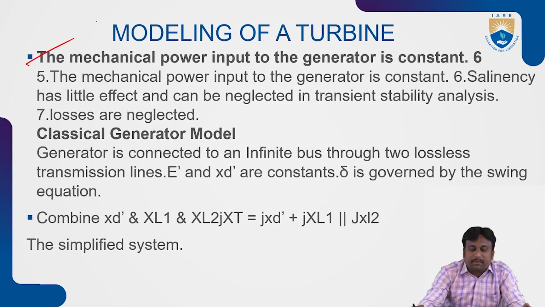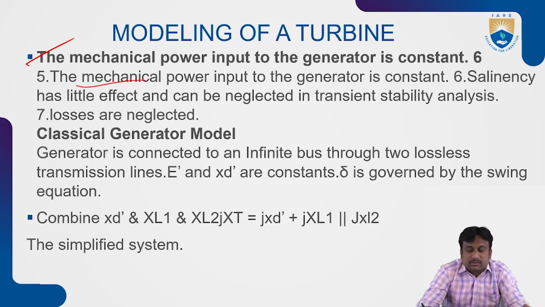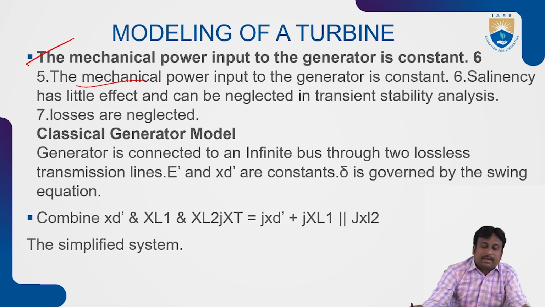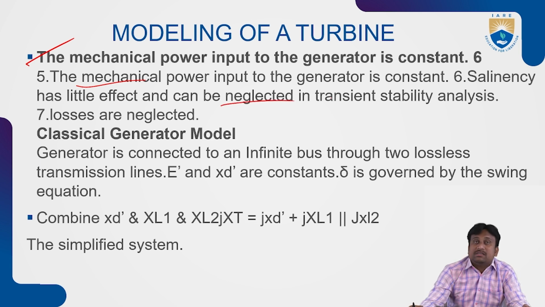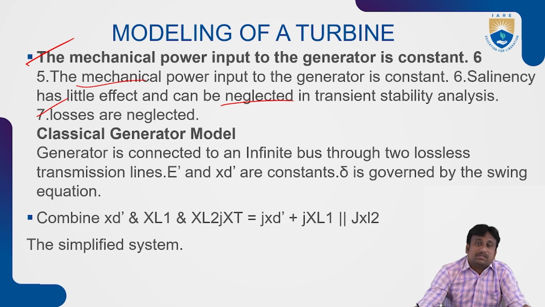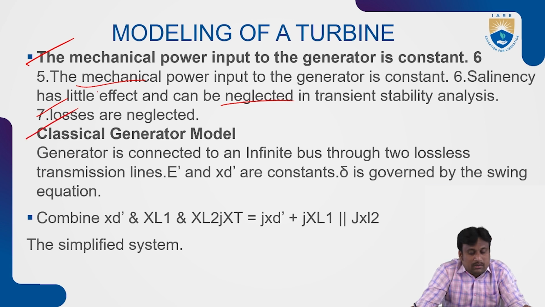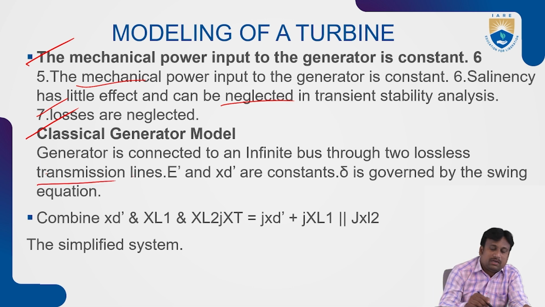Another assumption is that the mechanical power input to the generator is constant, and a constant mechanical power input to the generator means saliency has little impact. That means it can be neglected in transient stability limits. Another condition is that losses are neglected. So these are the conditions that must be obeyed for the mechanical power input to the generator to be maintained constant. And coming to the classical generator model, the generator is connected to an infinite bus system through two lossless transmission lines.